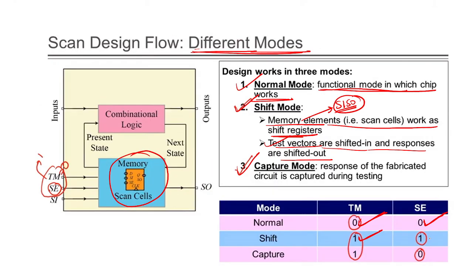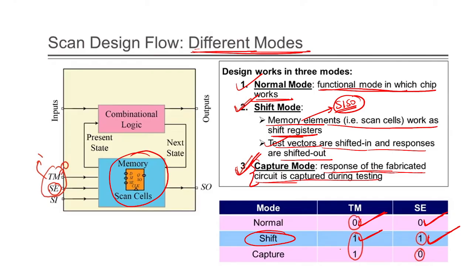Wherever scan enable is there, you need to make it 1. This is nothing but shift mode. And capture mode, what is capture mode? Capture mode is nothing but the response of the fabricated circuit being captured during testing. That means wherever the fault is there, that can be captured. That response can be captured during fabrication.